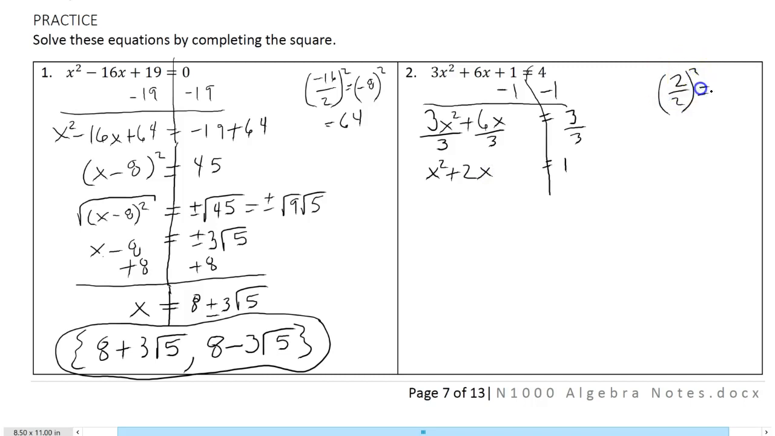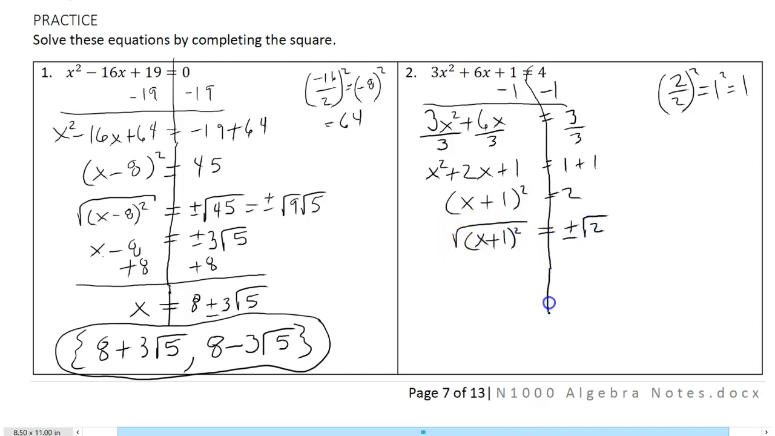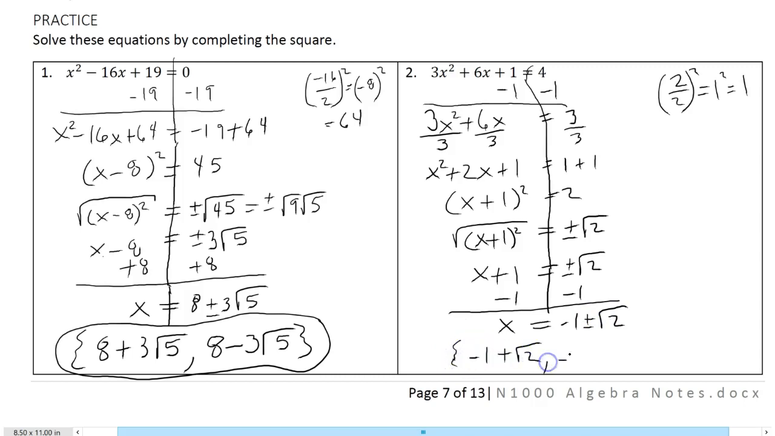Half of 2 is 1. 1 squared is 1. Add 1 to both sides of the equation. Now factor the left side, for x plus 1 squared equals 2. Take the square root of both sides. We now have x plus 1 equals plus or minus the square root of 2. Subtract 1 from both sides to get your final answer, -1 plus or minus the square root of 2. Final answer is -1 plus the square root of 2 and -1 minus the square root of 2.